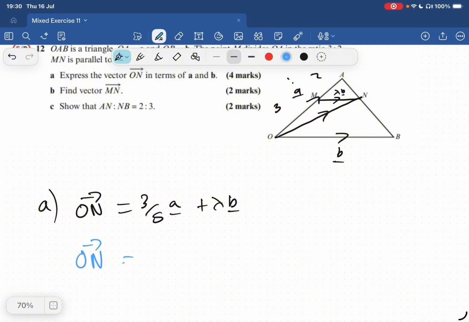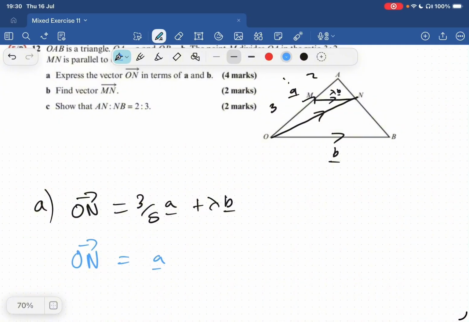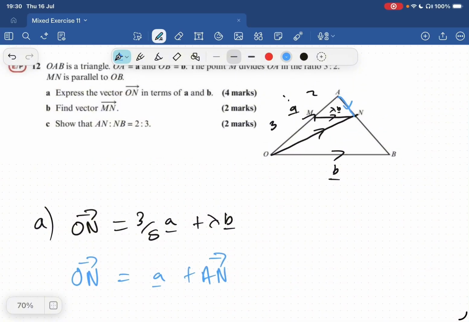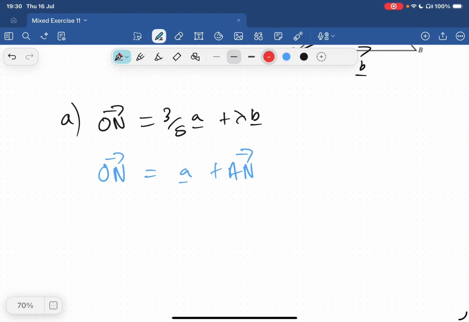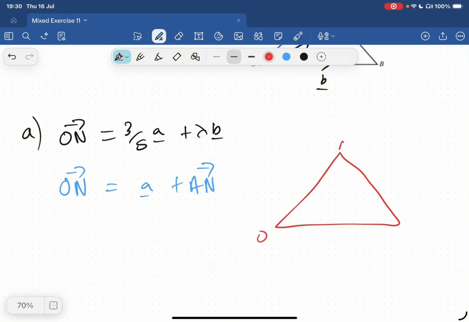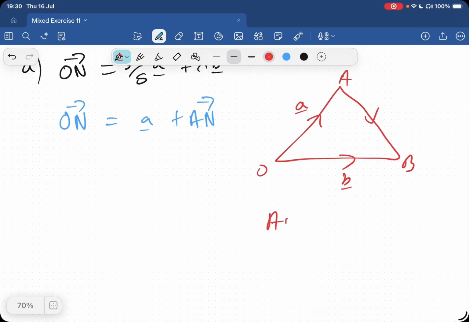But we're going to go through the whole of A, and then we're going to go down this AN. Now what is AN? For now, I know it leads to more that we need, I'm just going to leave that as AN. Think of the whole triangle now: O, A, and B. We know what A to B is. A to B is B minus A.